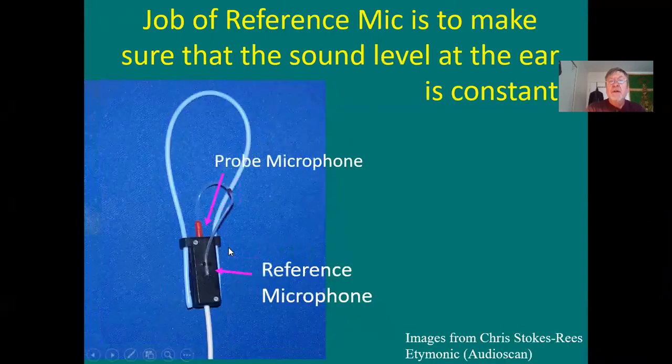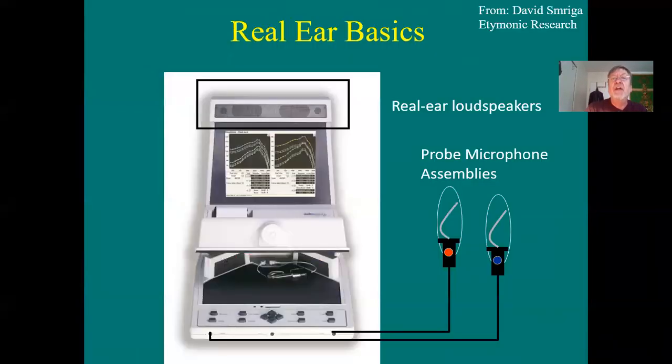Okay. The job of the reference mic, so you're looking at the bottom mic here, is to make sure that the sound level at the ear is constant. To make sure the sound level coming out of these speakers is what you said you wanted it to be. Did you want that sound to be average conversational speech? If so, at what dB level? 65 dB SPL? Okay, choose it.